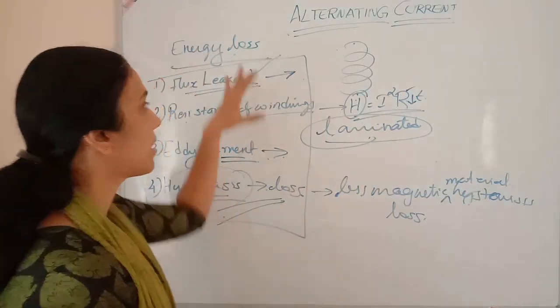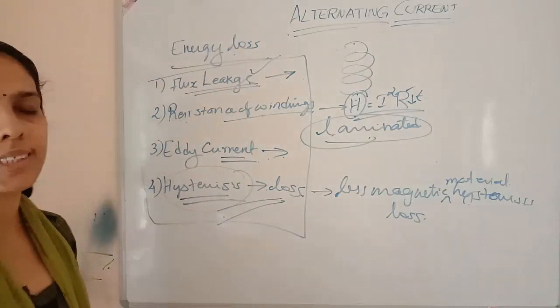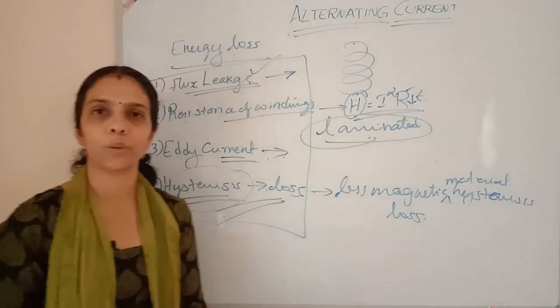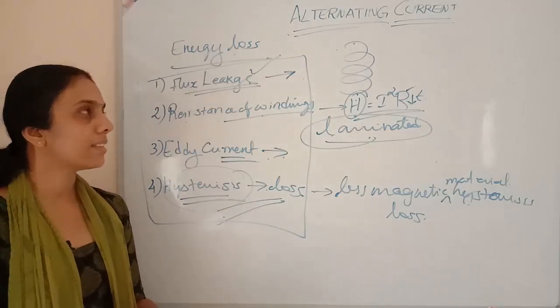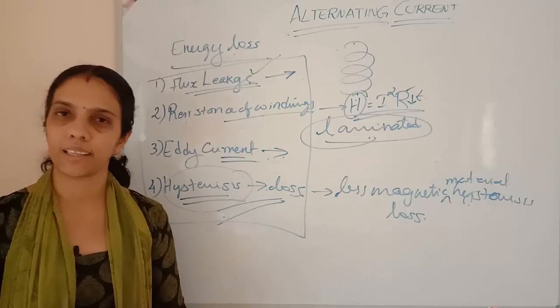So these are the energy losses. It's very important, and how to overcome this energy loss is also very important. Clear? So these are the important topics in the theory portions of this alternating current chapter.